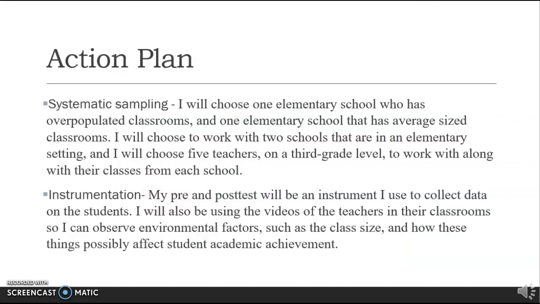For my action plan, I use systematic sampling. I will choose one elementary school who has overpopulated classrooms and one elementary school that has average size classrooms. I will choose to work with two schools that are in an elementary setting, and I will choose 5 teachers on a 3rd grade level to work along with their classes from each school.